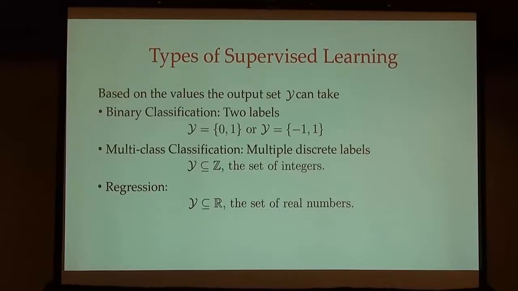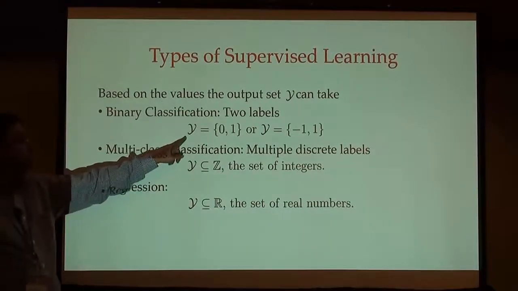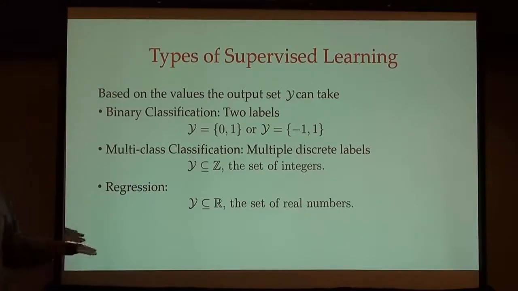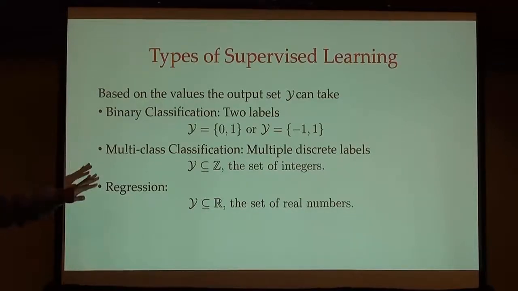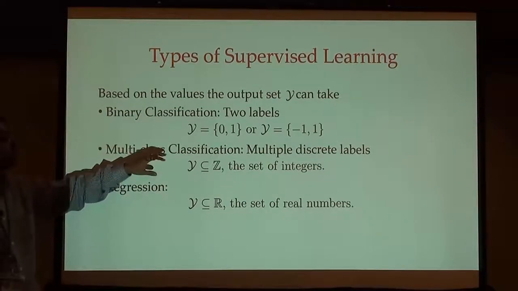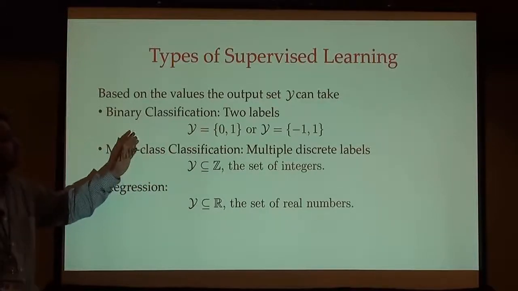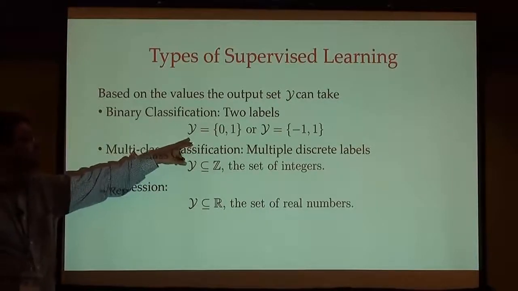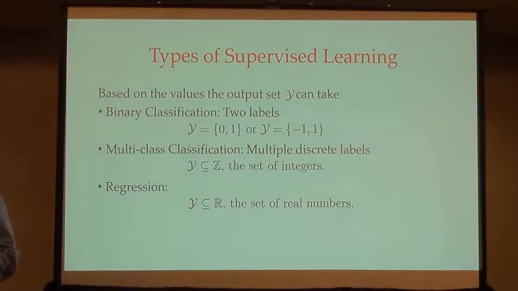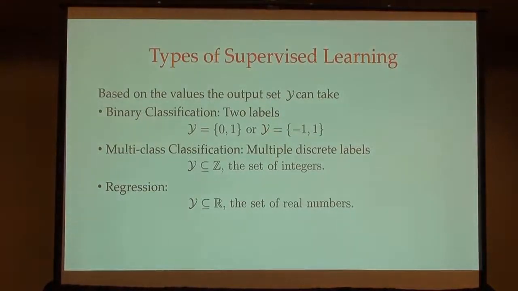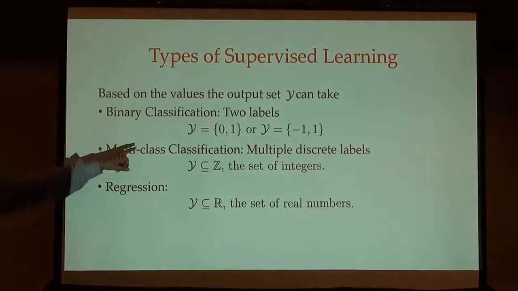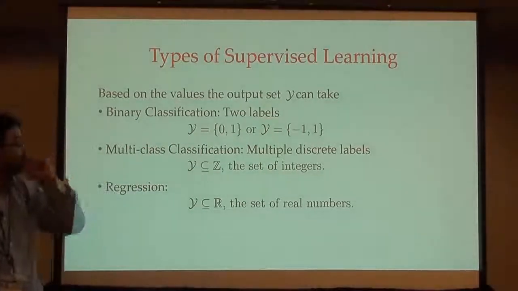Okay. So as I said at the beginning, depending on your value of your label, you have different types of learning problems. The first and arguably the most simple is the binary classification problem, which has two labels, usually done as 0, 1 or minus 1, 1. So the set Y takes on these two values.